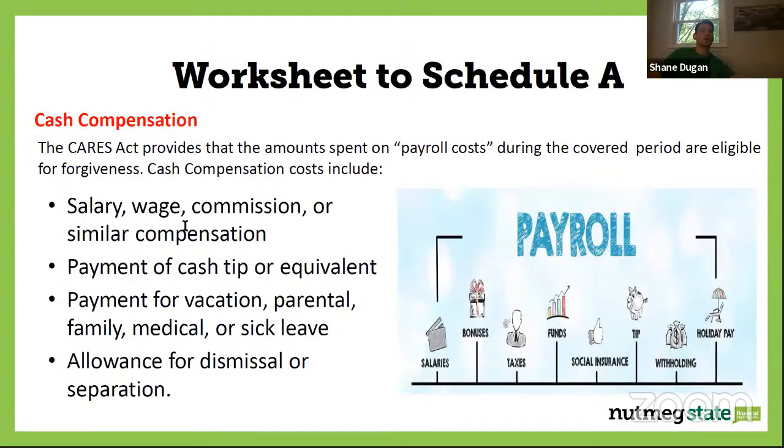Okay. So what qualifies as cash compensation for that table? Again, Table 1 on the Schedule A worksheet. It's your regular salaries, wages, commission, or similar compensation. Again, the same type of payroll information that you used for the application part will qualify for that. Payment of cash tips or equivalents. Just so you know, that is cash tips that are claimed.